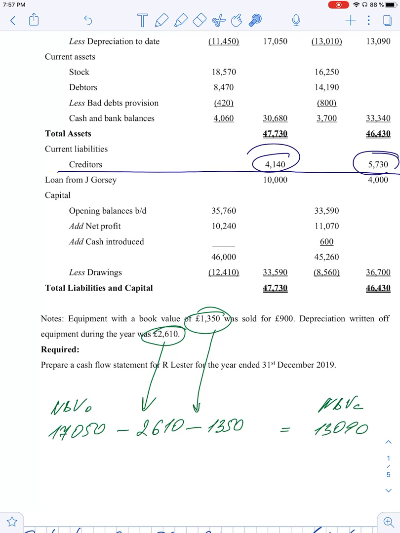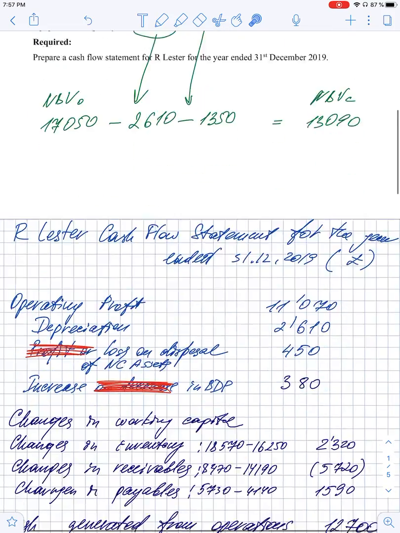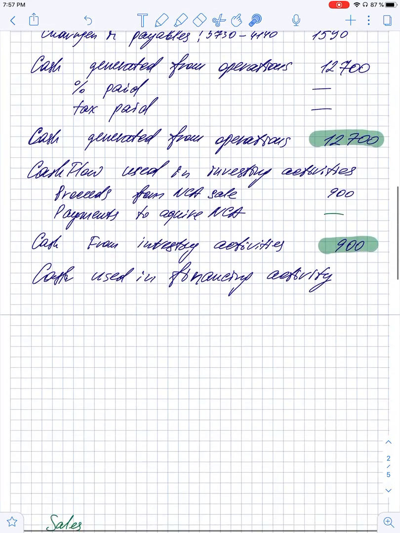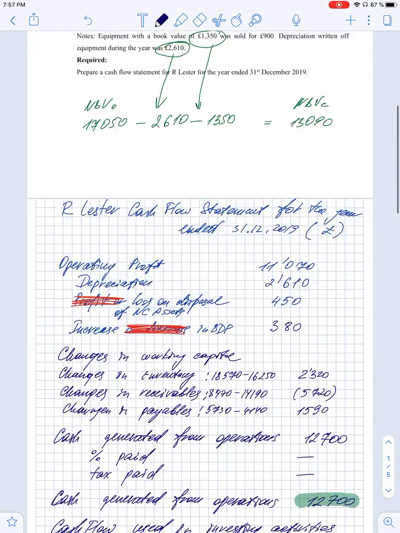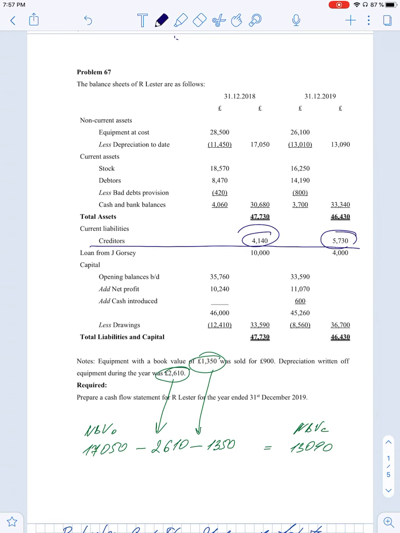Under the capital section, we see the line which reads cash introduced. And during 2019, the year we're talking about, £600 was introduced in the capital. So it was additional investment done by the owner of the company. And we have to consider it in financing activity of cash flow. So cash introduced into the capital, 600.